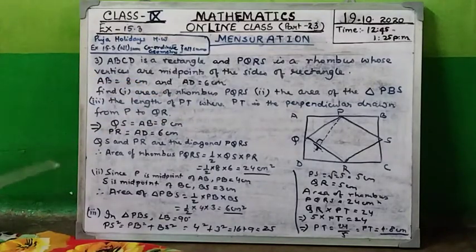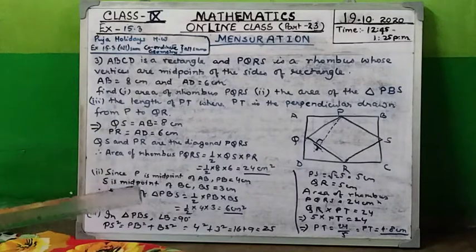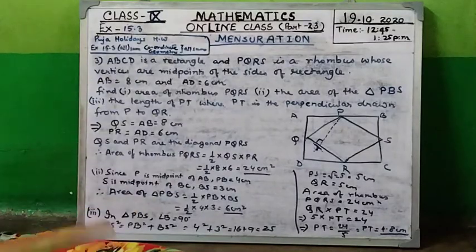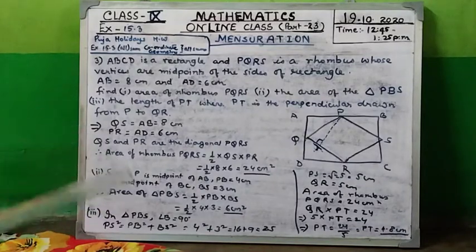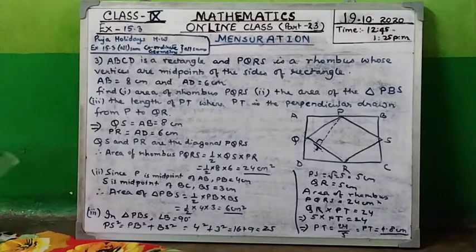And S is the midpoint on BC. What is BC? BC is equal to 6. So obviously BS is equal to 3 centimeter. So area of triangle PBS is equal to half into PB into BS. That is half into 4 into 3, that is equal to 6 centimeter square.